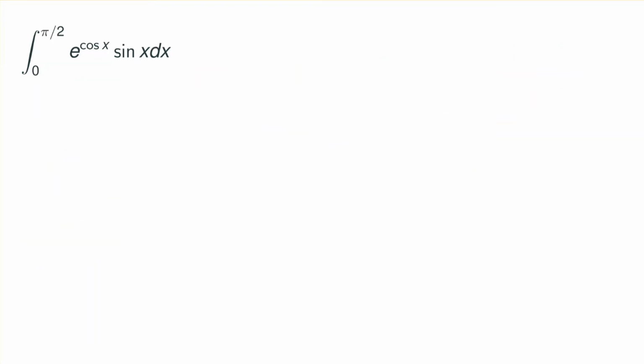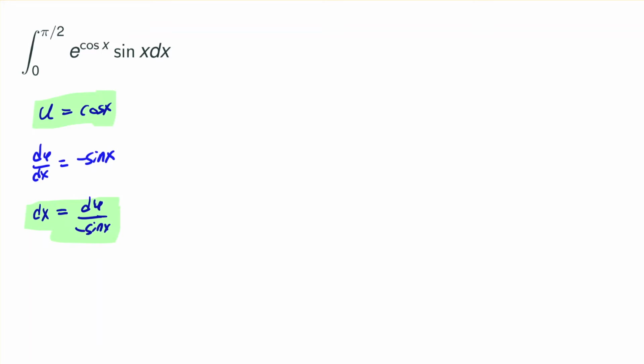This is the definite integral from 0 to pi over 2 of e to the cosine x sine x dx. So first we need to use u substitution. So let u be cosine x, and du/dx equals negative sine x. And then let's solve for dx. Well, dx then will be du over negative sine x. So we have u and dx in terms of u. We also need to change these bounds. This is for x. When x is pi over 2, what is u?